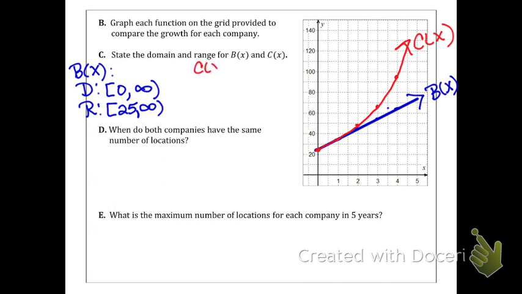For C of X, same thing, the domain is going to be 0 included to infinity. And again, the range is from 25 to infinity, and the 25 is included as well.